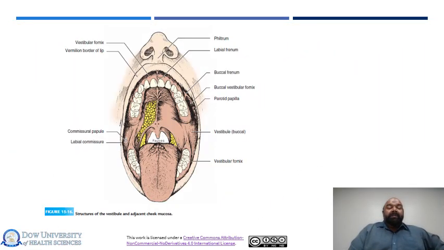This picture is shown here just to appreciate that besides the three major salivary glands, we have numerous salivary glands that are shown by the yellow color here. These salivary glands are around 700 to 1000 in number, and they are found all over the oral cavity. They are found in the palate, in the lips, and in the gums.